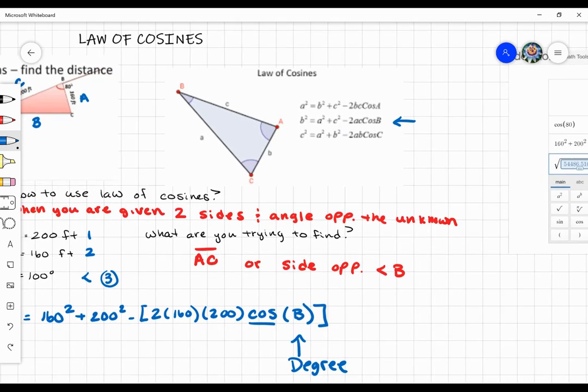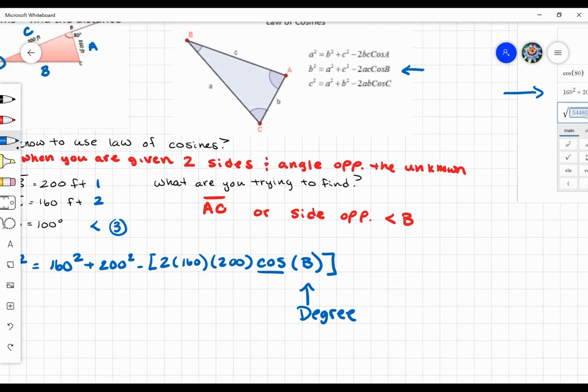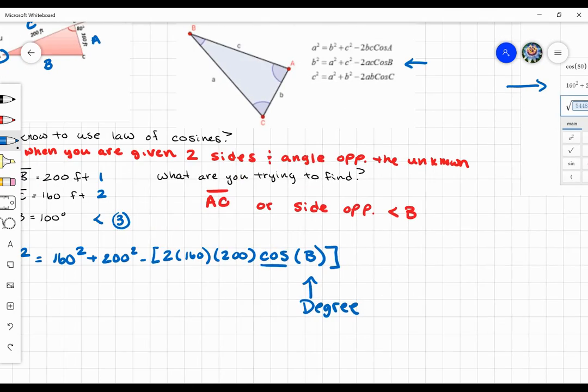And I've actually worked out over here, just substituted it in, and it gave me 54,486. You take the square root, you'll get plus or minus 233. You can't really have a negative distance, so it's always going to be positive. So your side is 233.4.